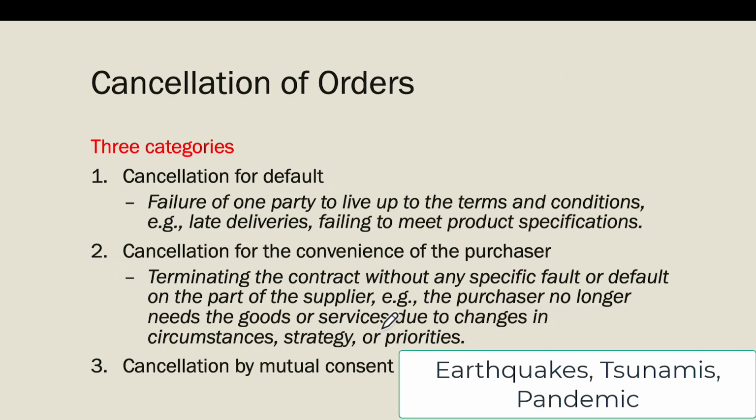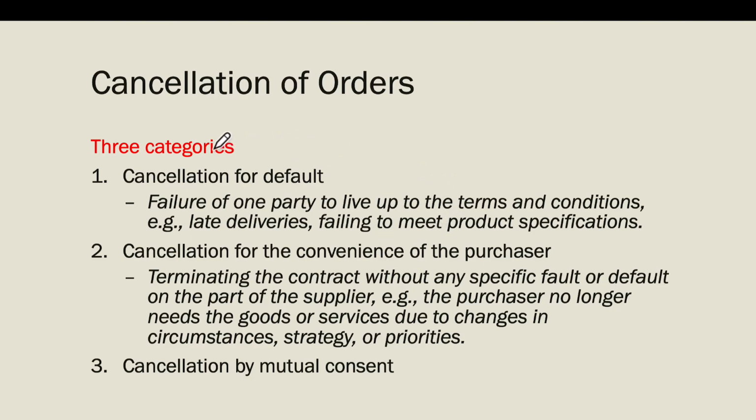Then the next thing is cancellation of orders. There are three categories. First, cancellation for default. If a supplier fails to fulfill the contract, then that contract can be cancelled. This is the failure of one party to live up to the terms and conditions, for example, late deliveries or failing to meet product specifications. Then the second type is cancellation for the convenience of the purchaser, which means terminating the contract without any specific fault or default on the part of the supplier.